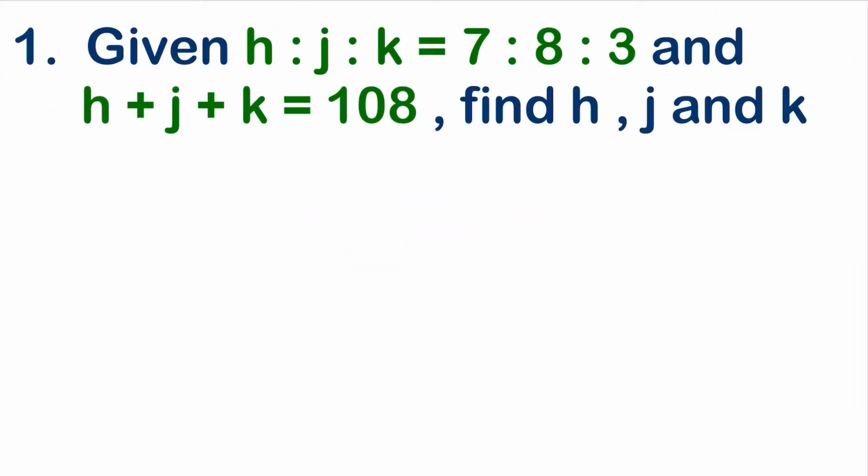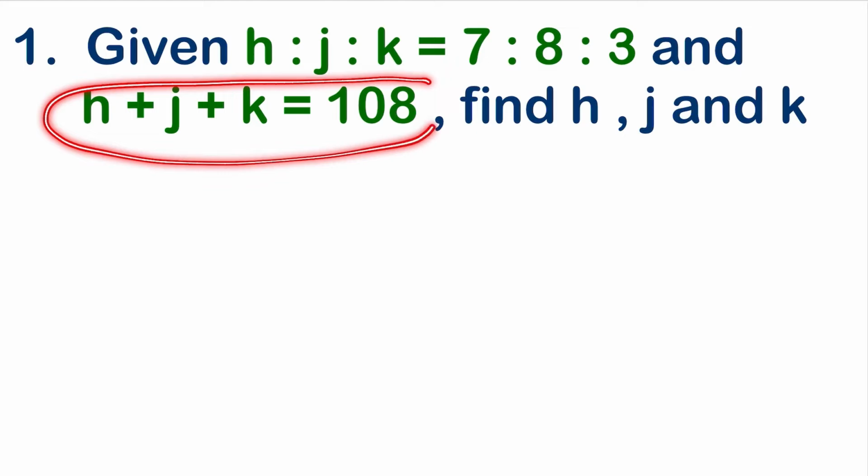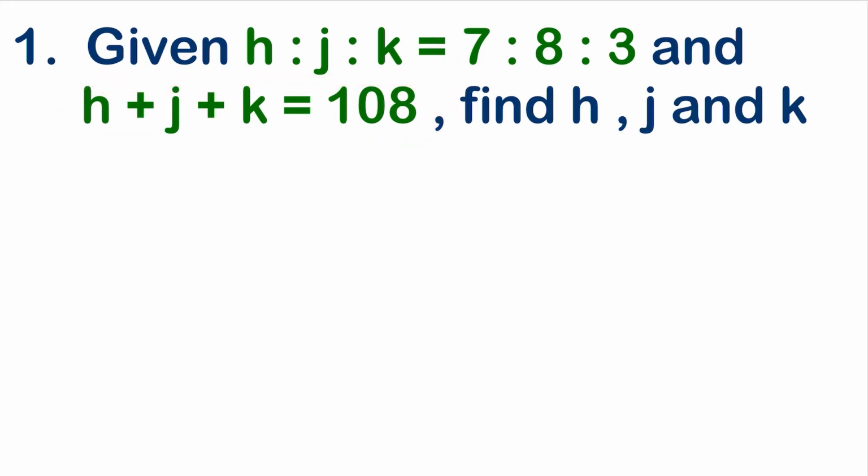Okay, we have this question about ratios. Given h is to j is to k is 7 is to 8 is to 3, this implies h is 7, j is 8, and k is 3. But if we add h plus j plus k, it is not going to give us 108. So it means this ratio has been simplified.